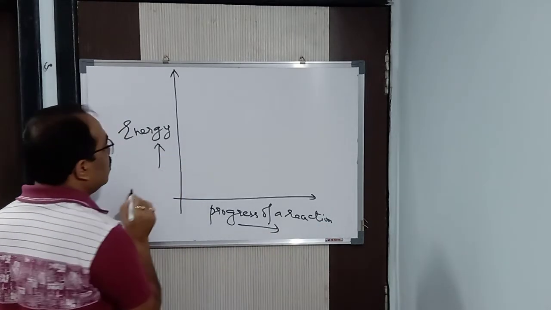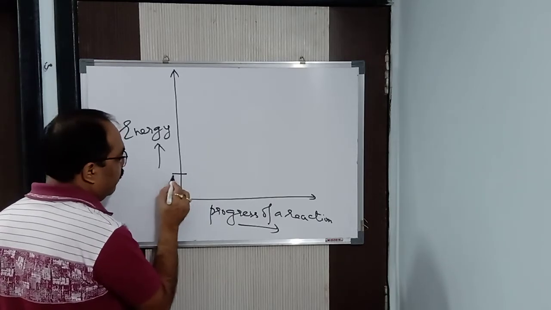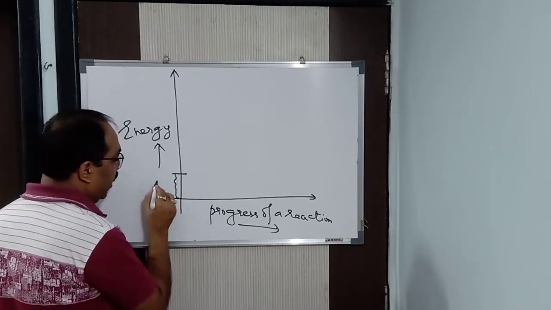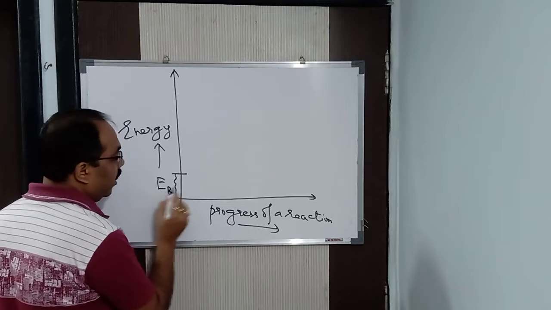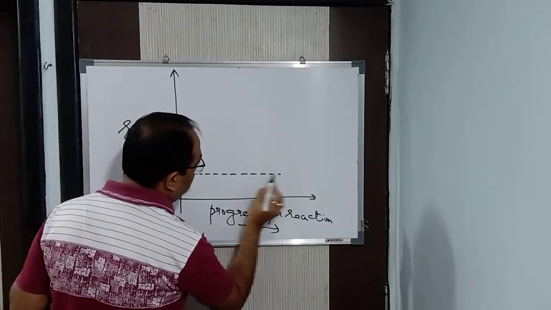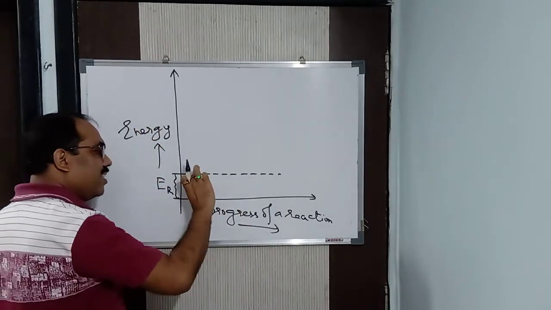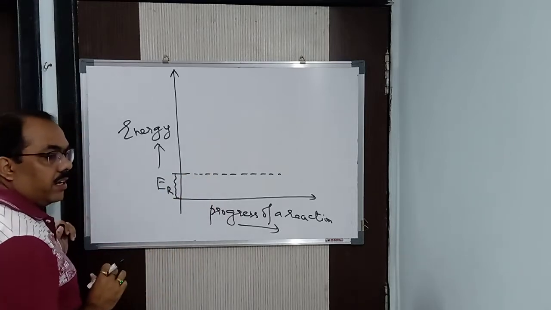This is your energy and this is the progress of the reaction. Basically, this much is the energy of the reactant. In most cases, the energy of the reactant is this much. Now, this energy is not sufficient to carry out a particular reaction, I told you.